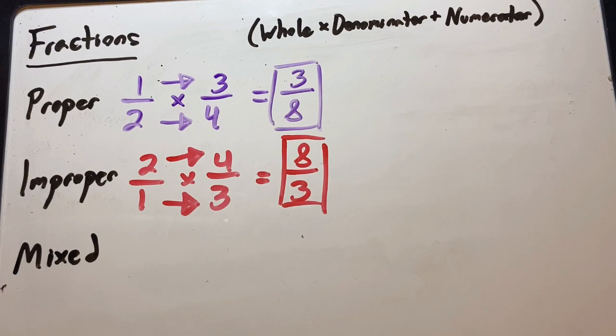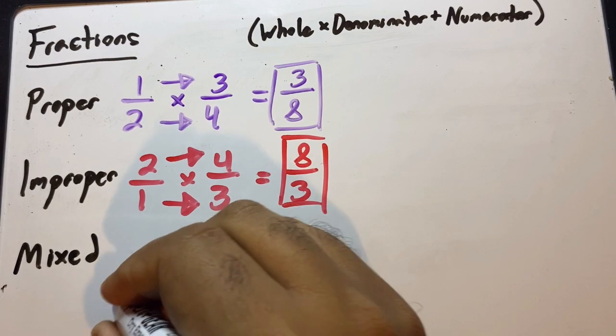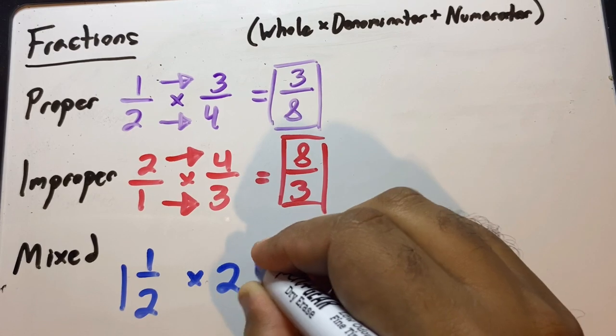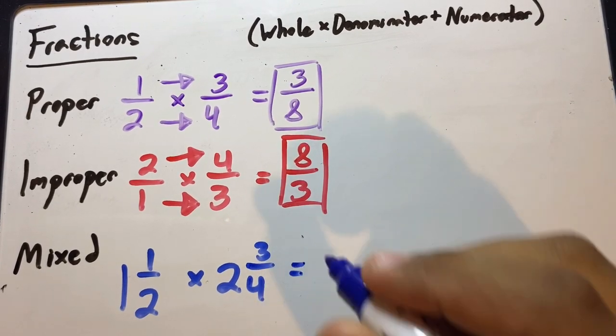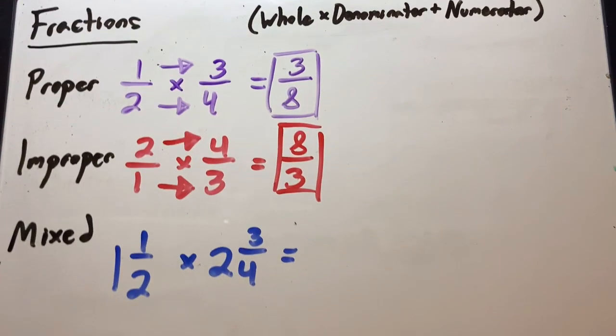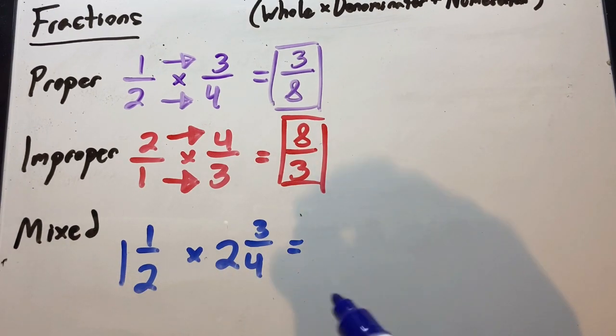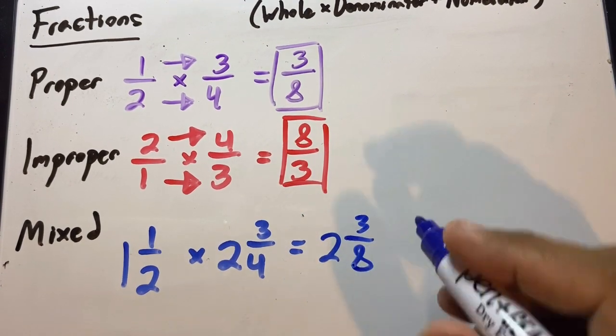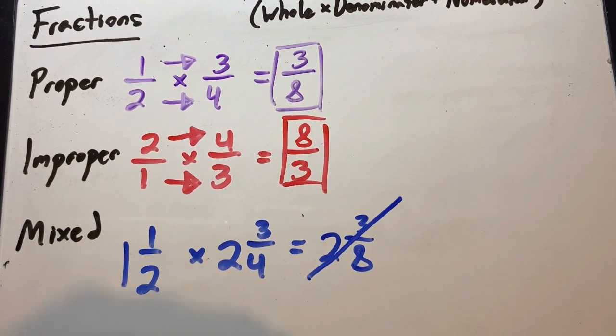Now, let's go with mixed fractions. So mixed fractions are a little more complicated only because there's about 1 or 2 extra steps. So let's do 1 and 1 over 2 times 2 and 3 over 4. Now, most of my students, from what I have seen, don't really know how to do this on their own. What I've seen so far is that they multiply the whole numbers. So 1 times 2 is 2, and then 1 times 3 is 3, and then 2 times 4 is 8. This is incorrect. That is not how you're supposed to do it.